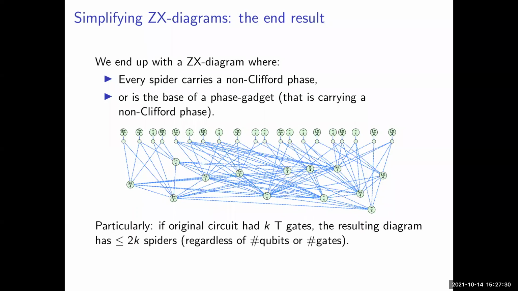Now, a nice observation about this is that if the original circuit had K T gates, then the resulting diagram must have at most 2K spiders, okay? So the size of your diagram is independent of the number of qubits of your circuit or the number of gates of your circuit. It only depends on the number of non-Clifford resources that are present in your circuit, okay? By the way, if there are any questions at some point, feel free to interrupt me.